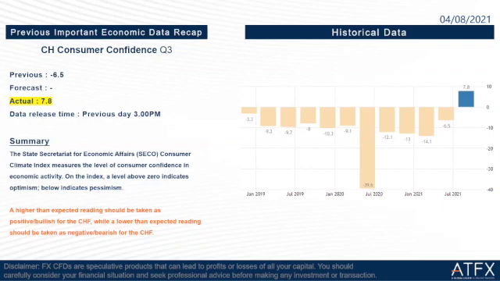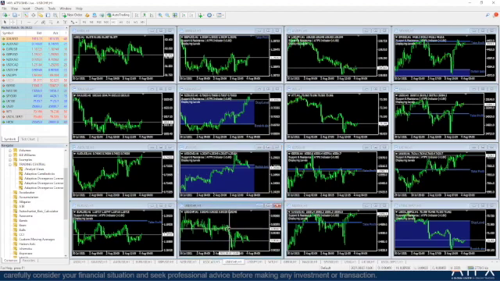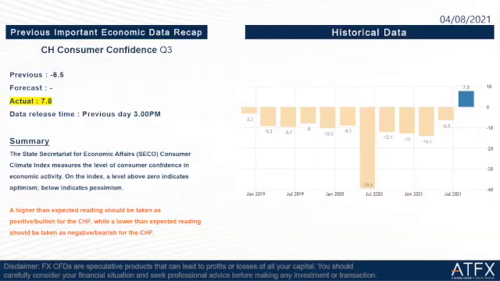Let us take a look at the market graph here. Once the economic data was released, we can see the USD CHF went down from here until here. The bearish move stayed for a few hours, as we can see. So this is the news from yesterday.